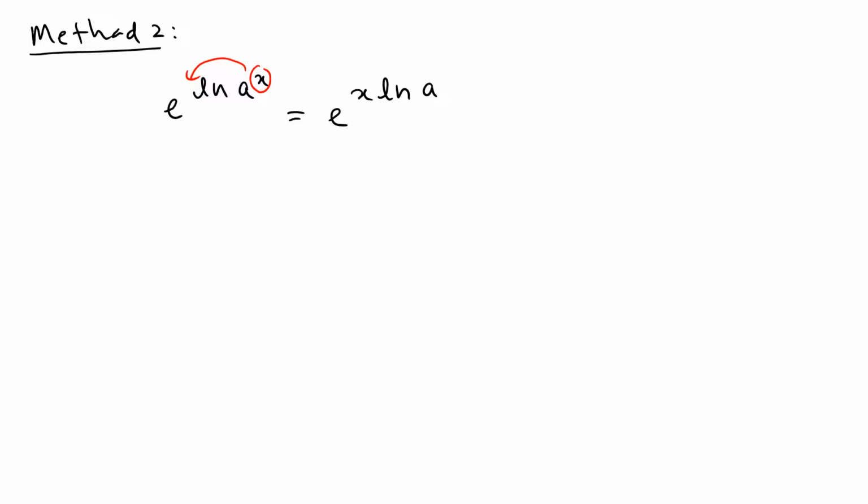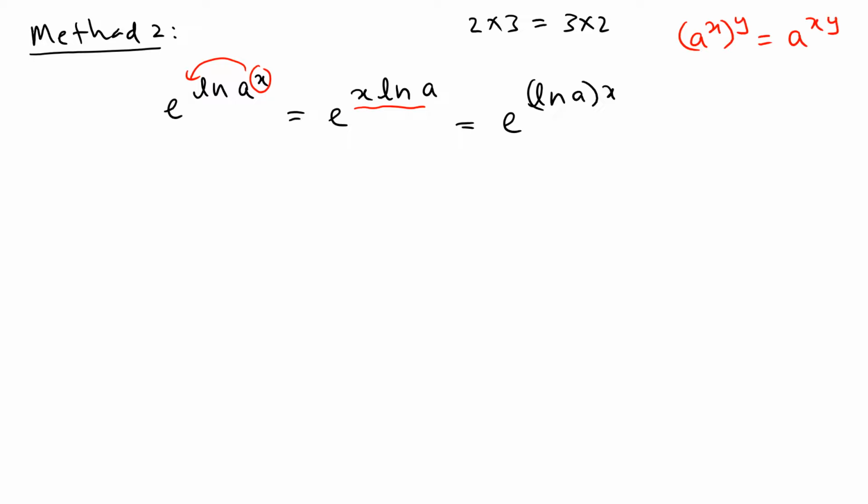Now you can see this exponent is just a product. Since it's just a product, you can switch it. So you can write this as e to the ln a times x. It's like 2 times 3 equals 3 times 2, the commutative property. Now remember, when you have a power of a power, like a to the x, to the y, we normally multiply the two powers. We write this as a to the xy. We're going to use that.